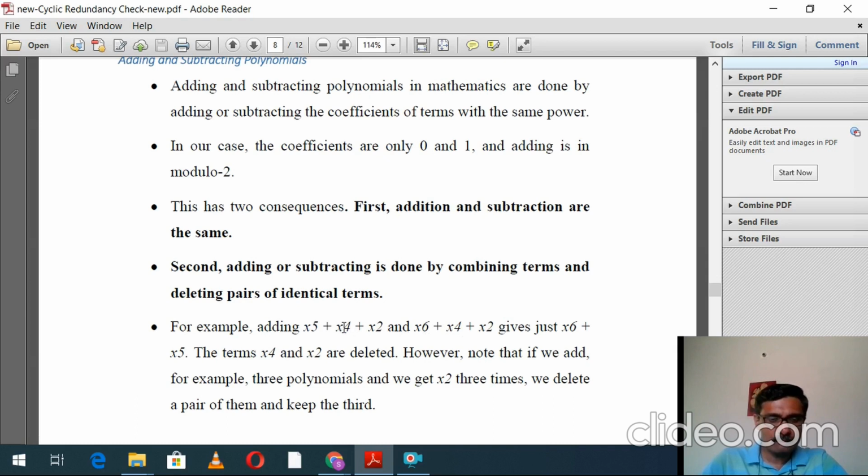Because when you perform modulo 2 addition, it will be 1 plus 1. So in modulo 2 addition, 1 plus 1 equal to 0. So therefore we simply delete this. So at the end we get x power 6 plus x power 5. Then x power 4, there are two terms, they are deleted. x power 2 plus x power 2, they are also deleted.